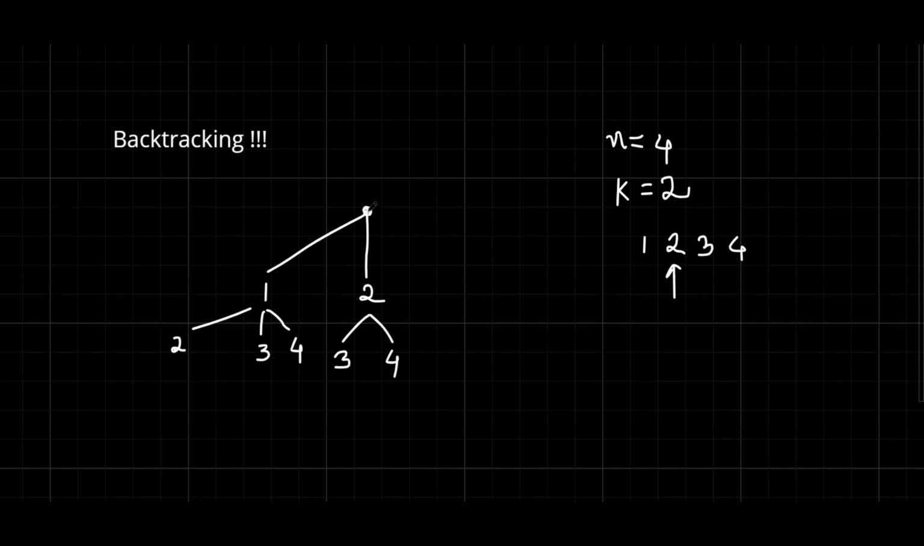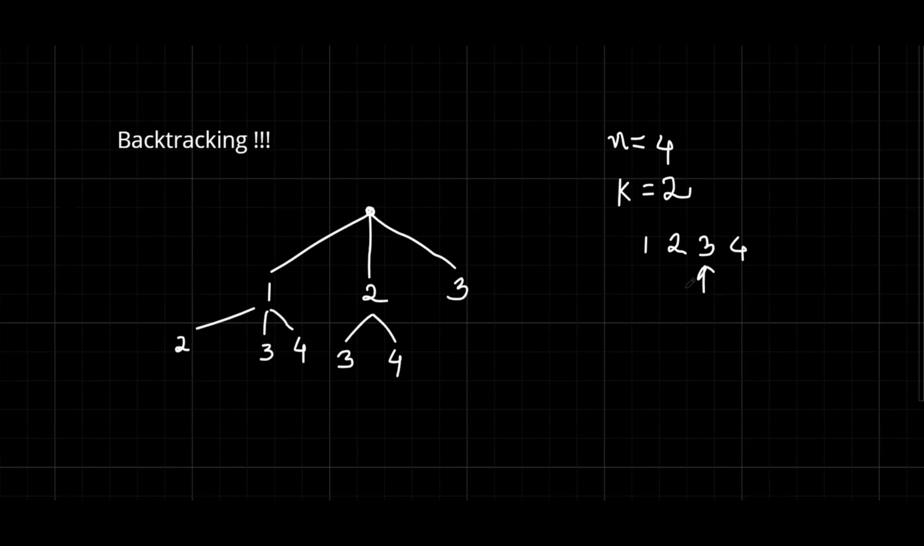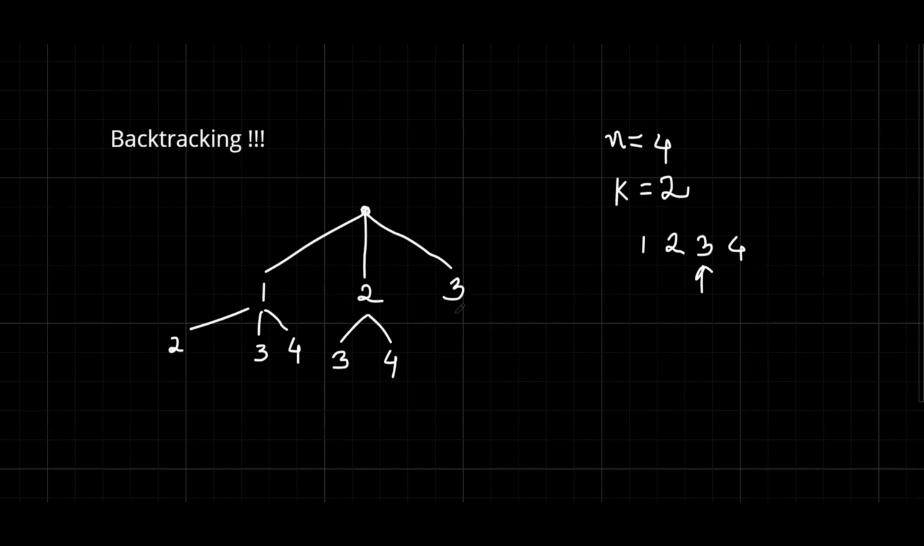Now from the root node, we have to choose 3. And if we choose 3, we also have three possible options, which are 1, 2, and 4. But we should not include 1 and 2 because we have already found the combinations of 3, 1 and 3, 2, which are this and this. So for the option 3, we should not consider 1 and 2 as an option. Now we have only one option remaining, which is 4. So we have found another combination, which is 3 and 4.